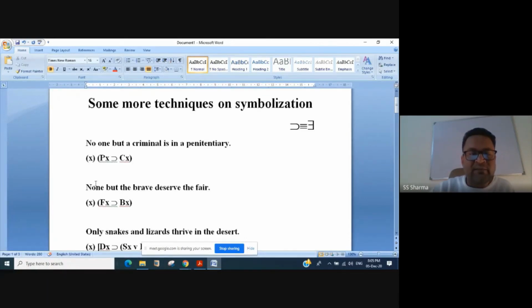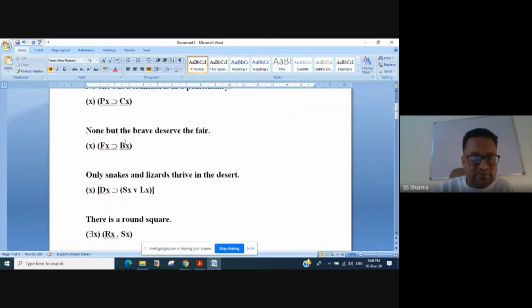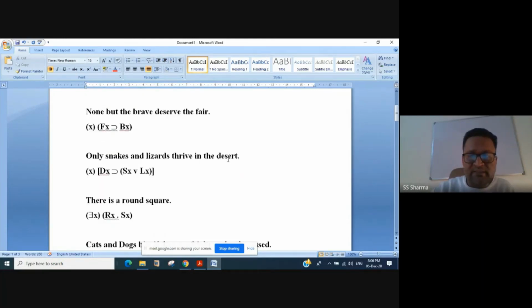No one is nothing but none. So this criminal will go this side, this penitentiary will come this side, right? So we said that for all x, if x is in penitentiary, then x is a criminal. None but the brave deserve the fair. So if x deserves the fair, then x is brave. Here, only snakes and lizards thrive in the desert. So if something thrives in the desert, then either it is a snake or it's a lizard.